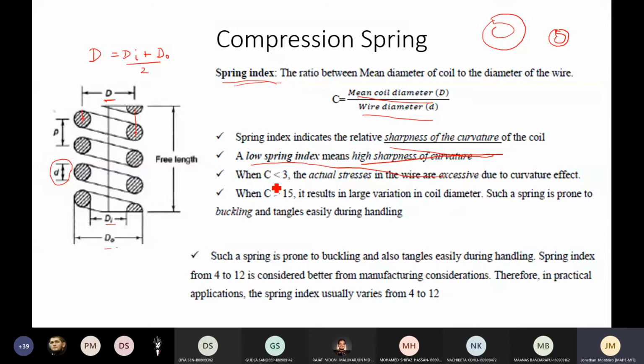Okay, so there are some levels of sharpness. For example, when C is less than 3, actual stresses in the wire are excessive due to the curvature effect. Now there are two things to understand here. When you load this spring, for example, if a weight W is added and acts over here, then the whole spring starts getting compressed, all the coils move relative to each other, and now there are some stresses acting on the coil.